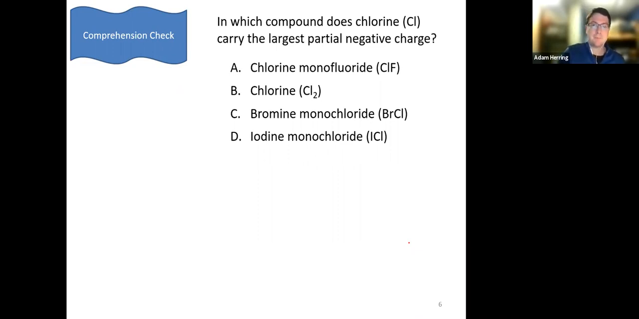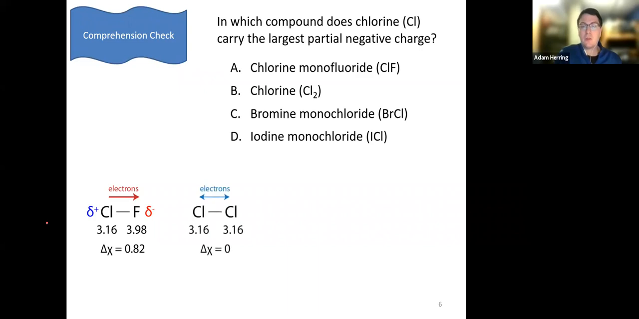All right, welcome. So you should have determined from the periodic table the electronegativities for chlorine and fluorine, and seeing that fluorine is larger, it's going to have a partial negative charge. Chlorine has a partial positive charge. The electron density is pointing away from the chlorine to the fluorine. For B, the chlorine bond, because it's the same element, there's no difference, and therefore the electrons are perfectly evenly shared.